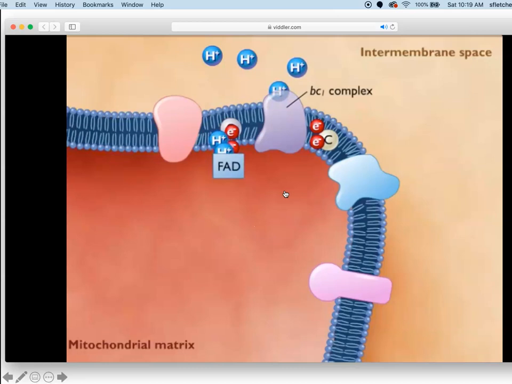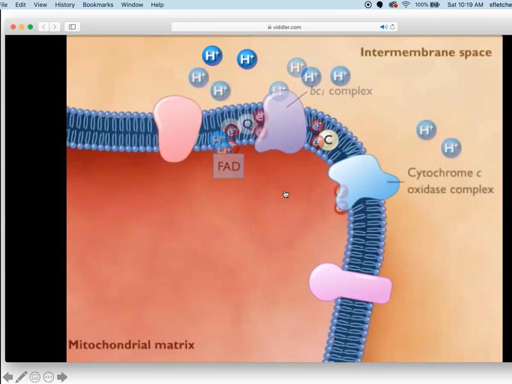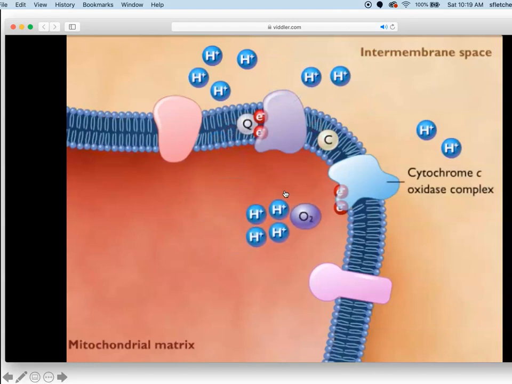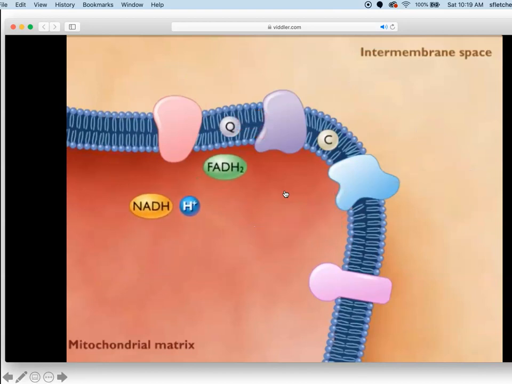The terminal electron acceptor for this process is oxygen. When oxygen is reduced, water is produced. The transfer of hydrogen ions generates a potential energy gradient across the membrane of the mitochondrion.